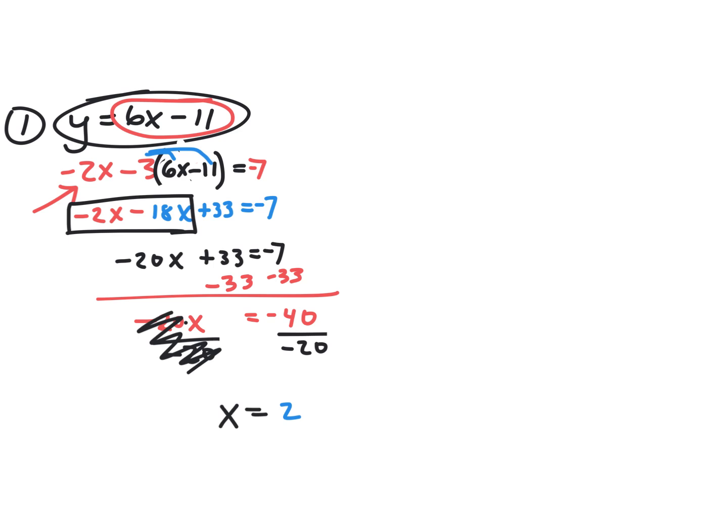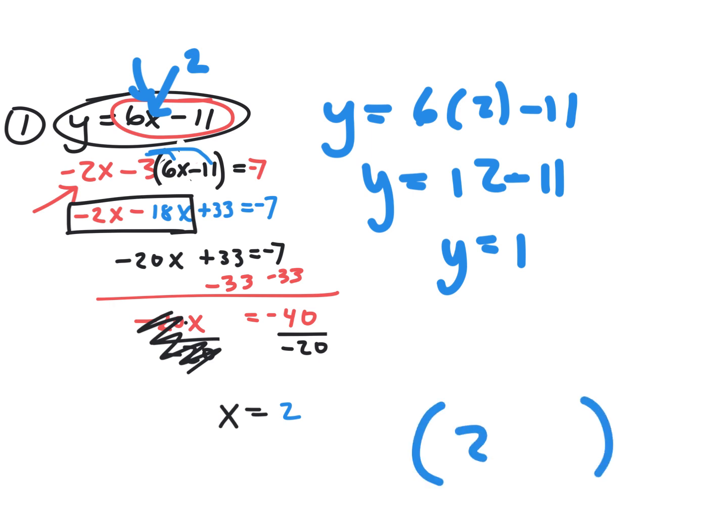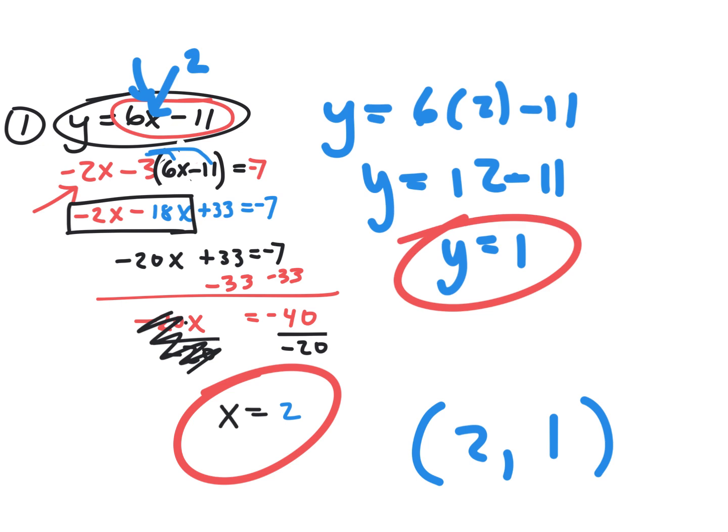Jelnik, can you tell me what to do with that 2? You plug it in, so it'd be 6 parentheses 2. Nice. Y equals 6, and then you put in the 2 right there, minus 11. Y equals 6 times 2 is 12, minus 11. Y equals 1. Cool. X is 2. Y is 1. 2, 1.